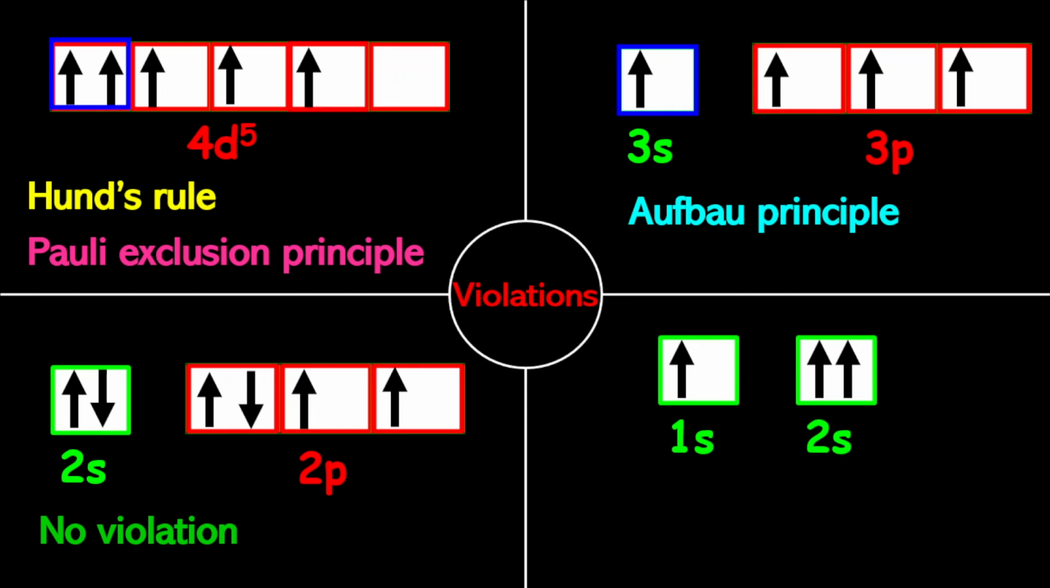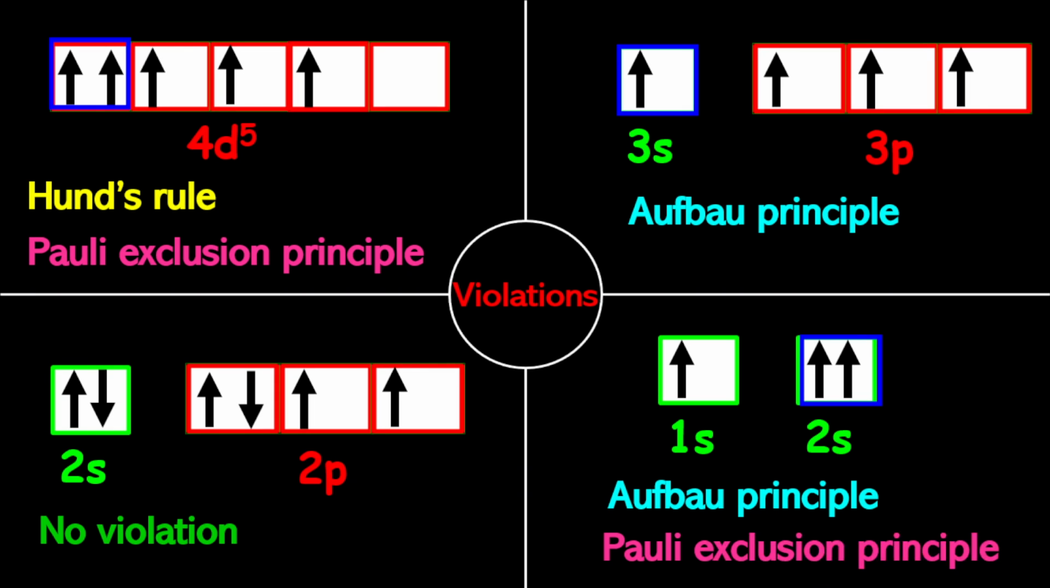Looking at another example, the 1s and the 2s. If you notice carefully, the 1s contains only 1 electron, therefore it is a violation to the Aufbau principle because the 2s is filled before you fill 1s. Now also look at the 2s. The electrons are going in the same direction. So therefore this is a violation to the Pauli exclusion principle.